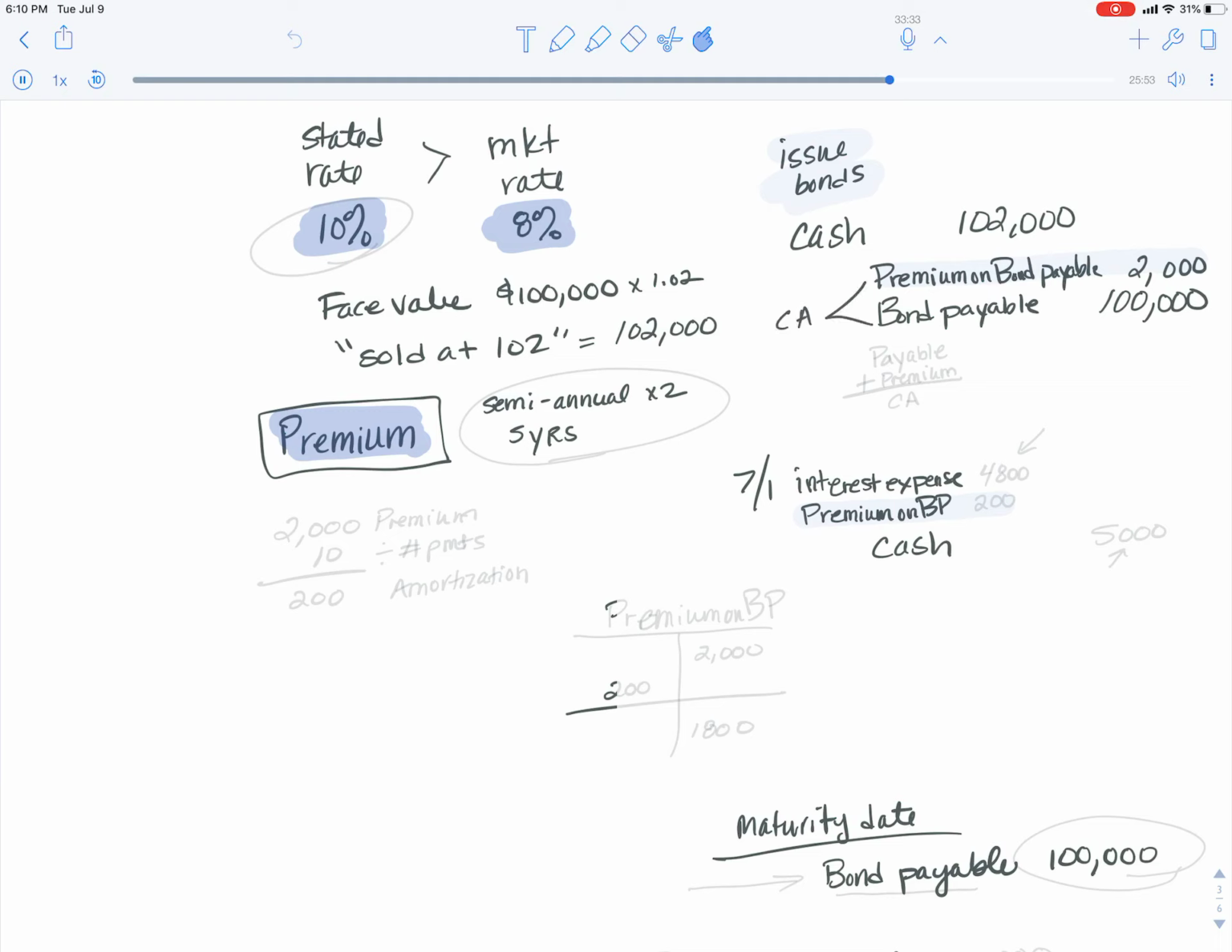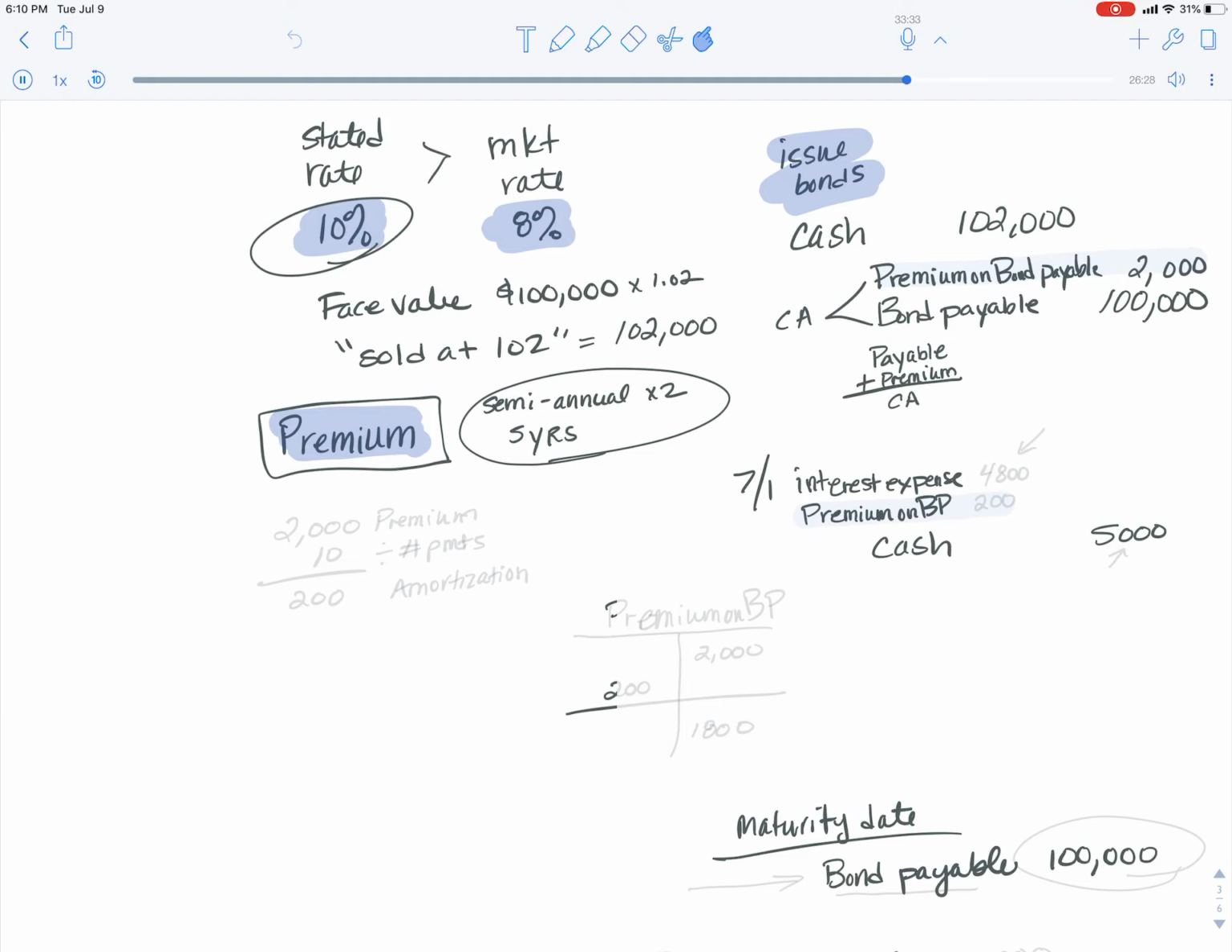But because premiums are on the credit side, you would figure out premium situations by adding the premium to the payable to get the carrying amount. And that's because they're both credits. So that's the issuing of bonds, journal entry. Now let's do our first interest payment. So we know that we're going to pay that same $5,000 of cash payment, calculated using 10% semi-annual payments.